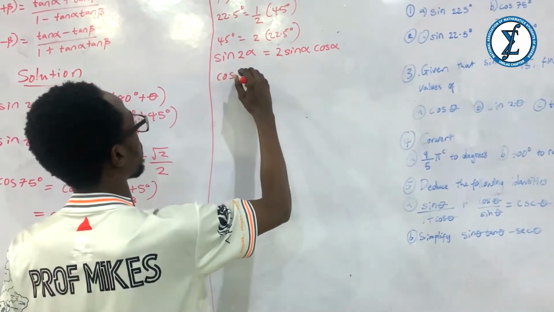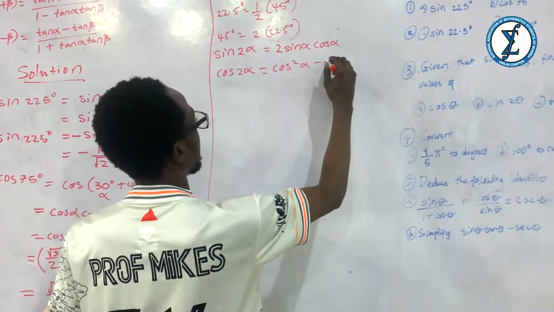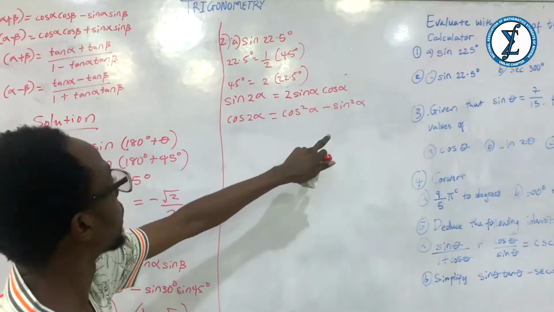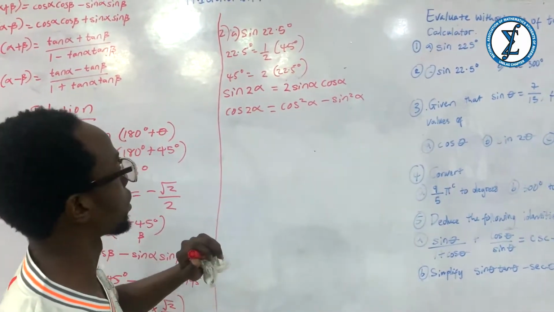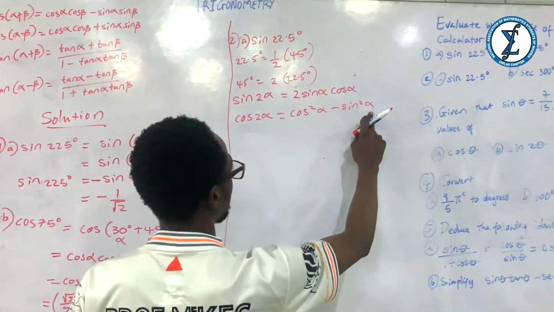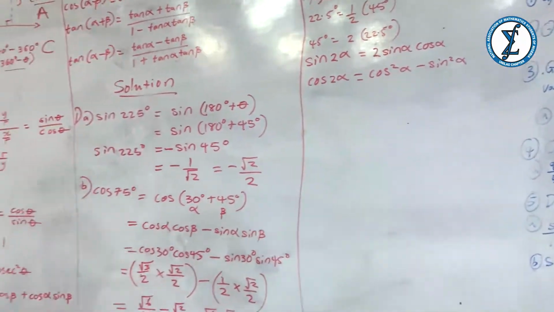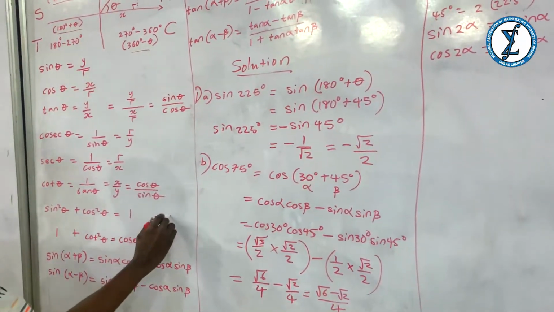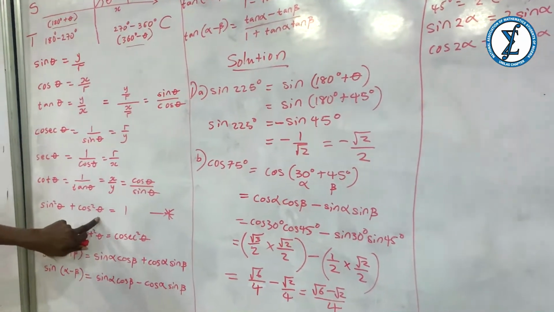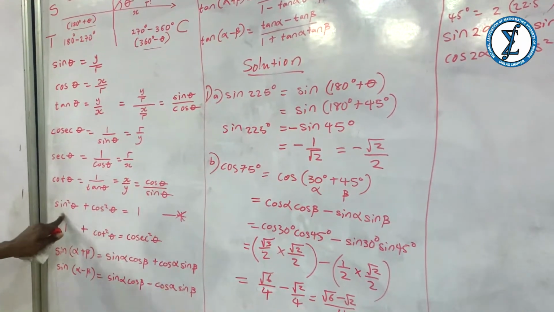And then cos 2 alpha will be equal to cos squared alpha minus sine squared alpha. Now, because sine alpha will be useful to us, as we've seen, we express this in terms of sine alpha or sine squared alpha. And we are going to make use of this particular identity. Now, cos squared alpha or cos squared theta is equal to what? It is going to be equal to 1 minus sine squared alpha.